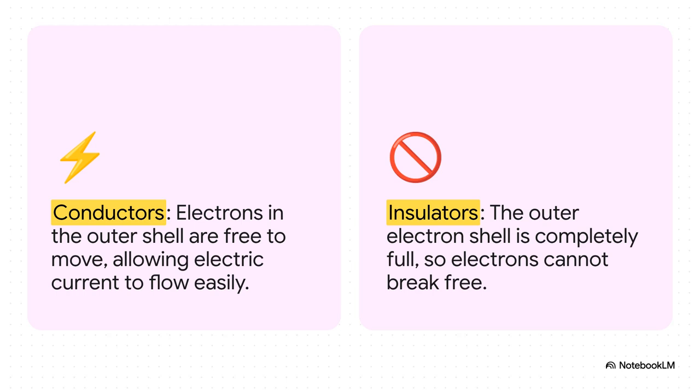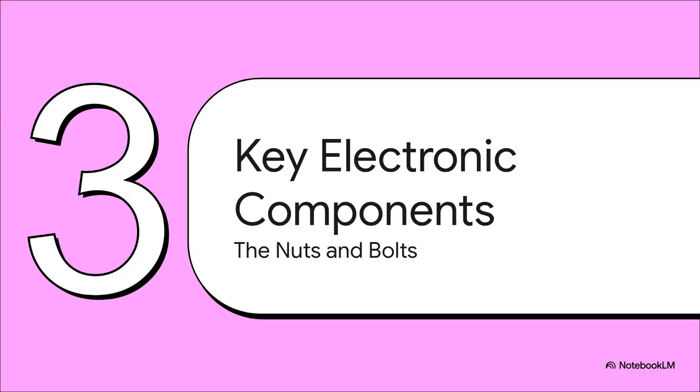And this is the fundamental difference that makes all electronics work. You've got conductors, like copper wire, where electrons can just flow freely, like water in a pipe. And then you have insulators, like the plastic coating on that wire, where the electrons are locked down tight. One lets the signal go, the other keeps it from going where you don't want it to. You absolutely need both.